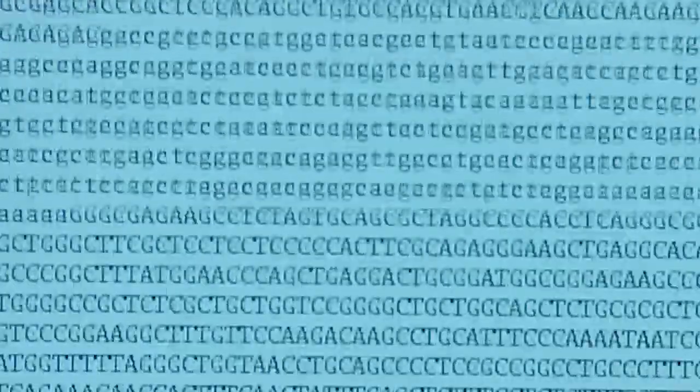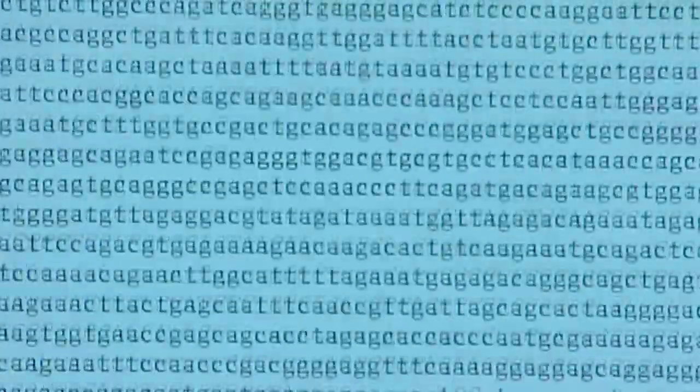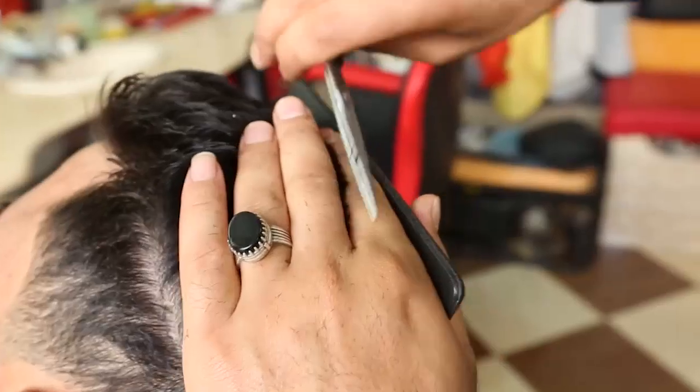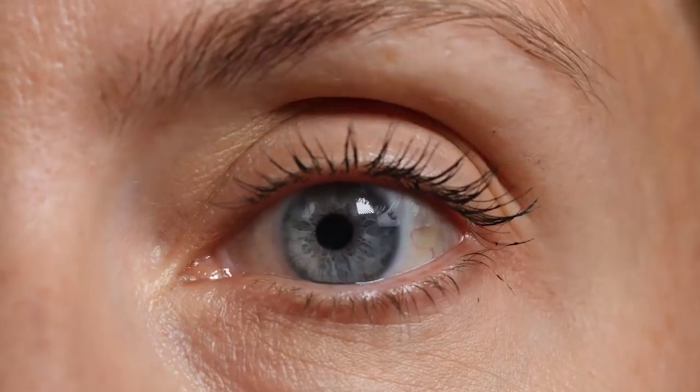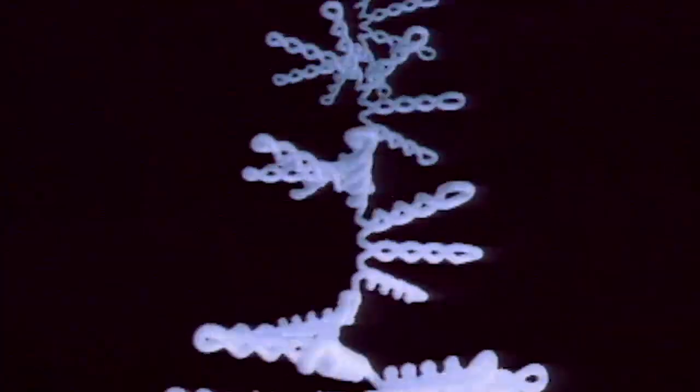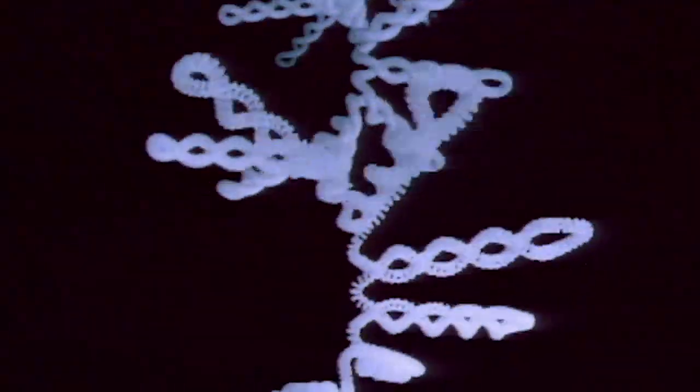Deoxyribonucleic acid, or DNA, contains the instructions for life. Many of our traits are determined by those instructions, like hair color, eye color, and blood type. DNA is made up of long strings of molecules called nucleotides.